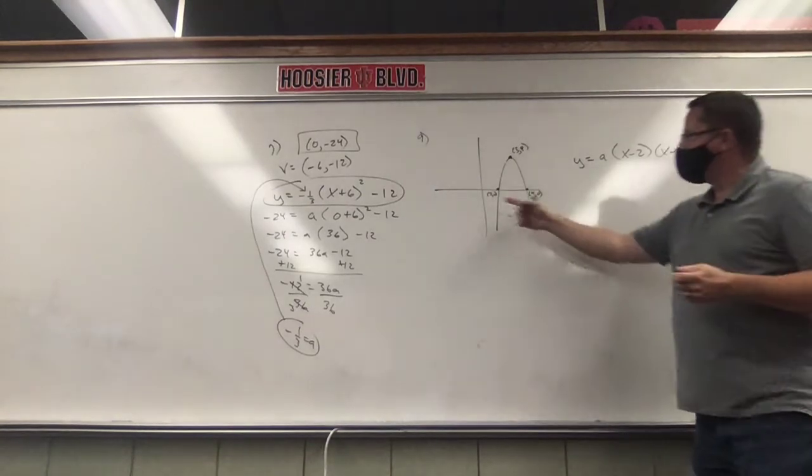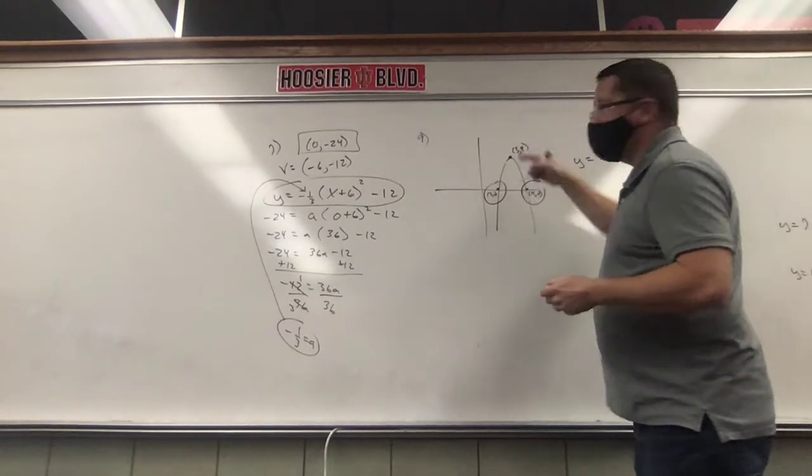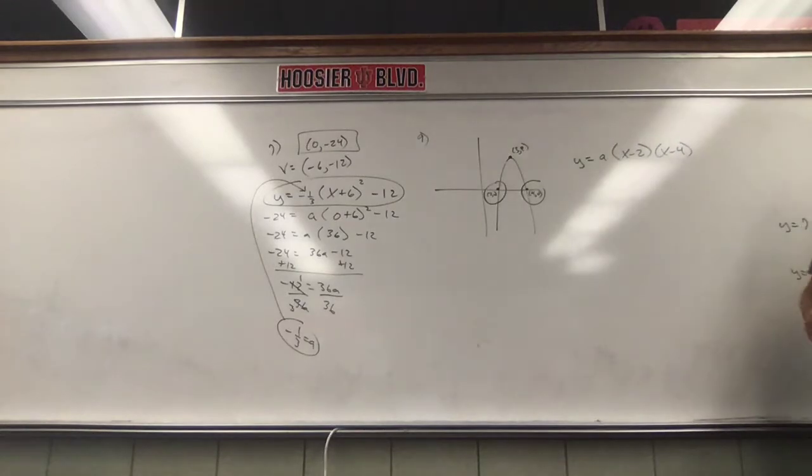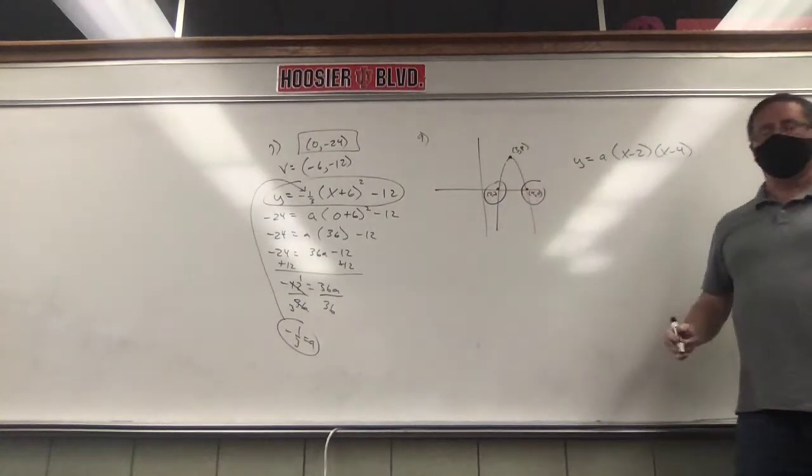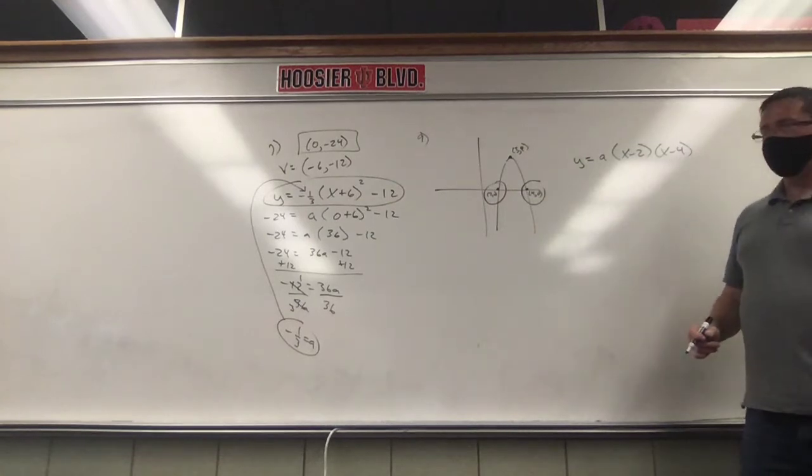Intercepts are where it touches the x-axis, here and here. That's not an intercept, that's the vertex, okay? Now, again, could I have other parabolas that have x-intercepts that are those? Sure.